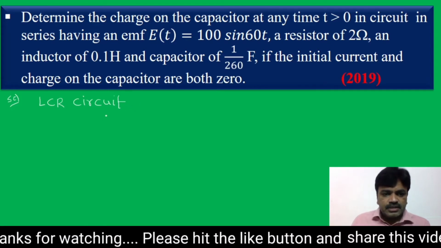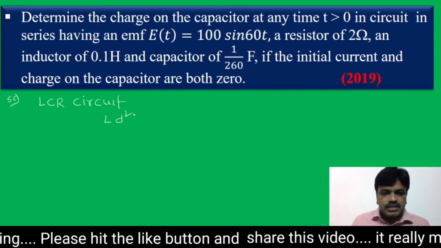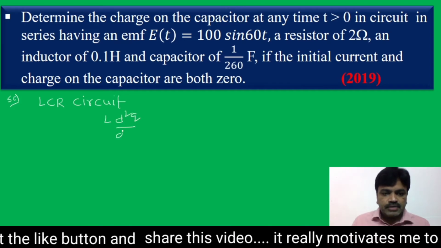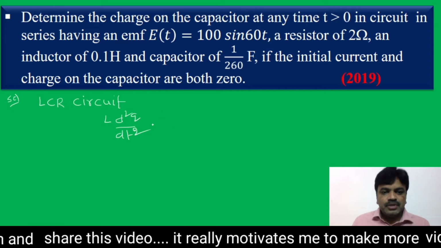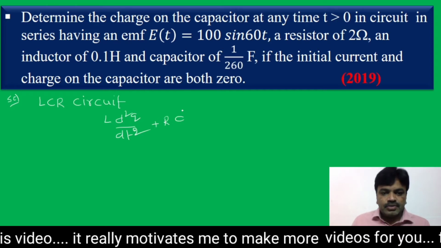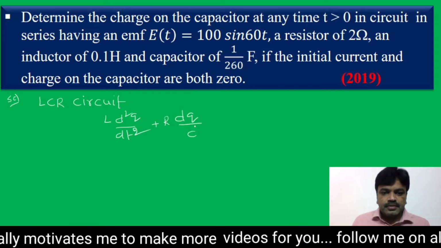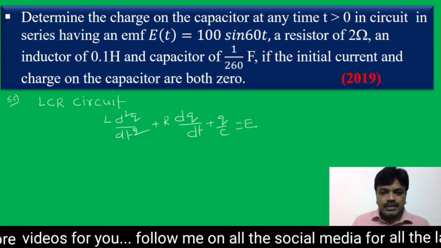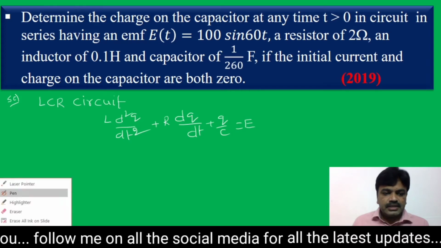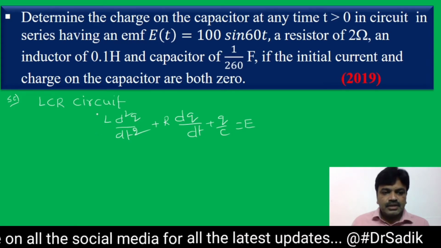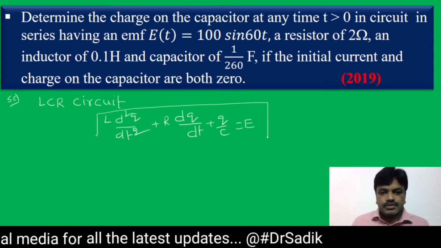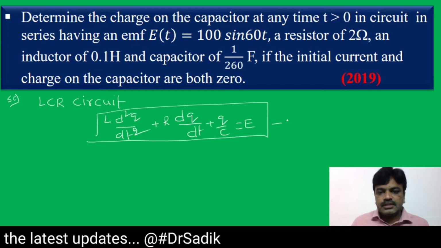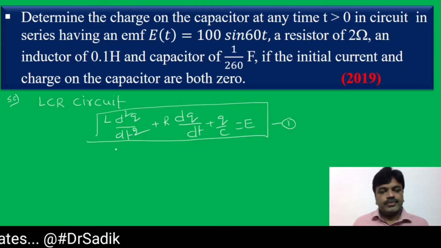The LCR circuit equation is L d²q/dt² plus R dq/dt plus q/C is equal to E. This is the LCR circuit equation.